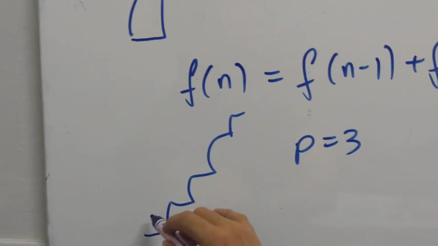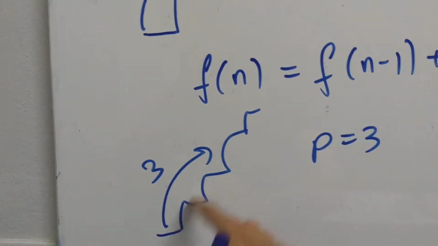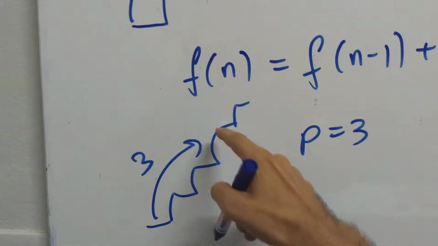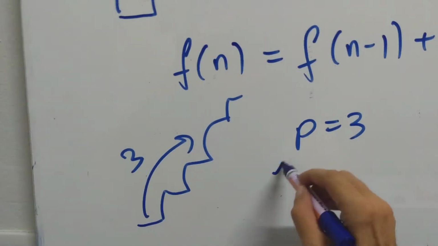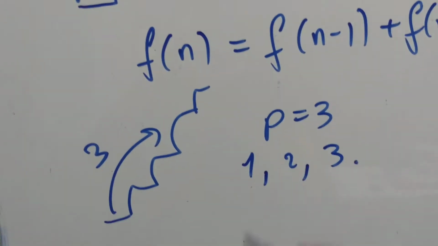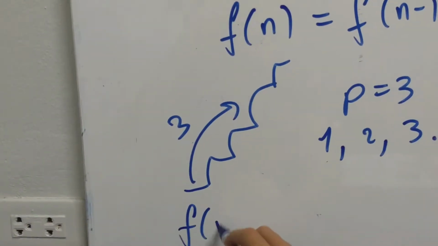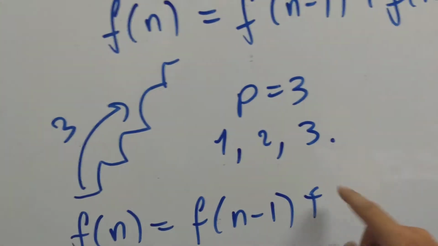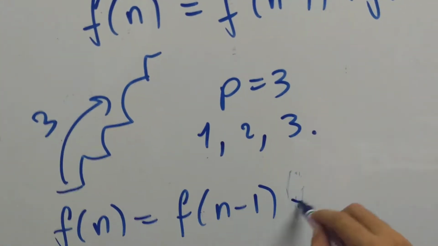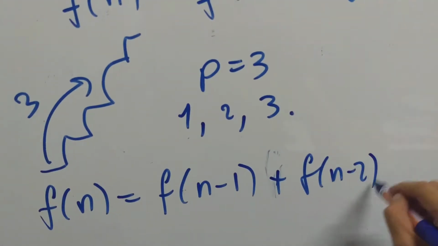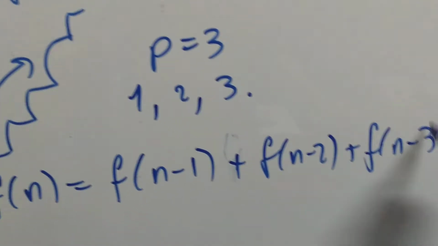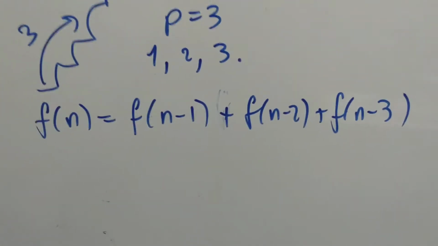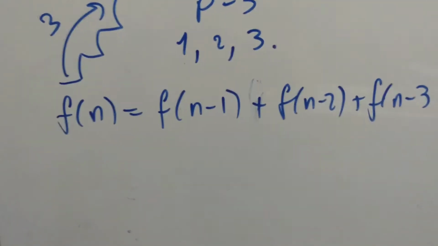And when P is 3, he can do a step of 3, jumping over 3 steps, he can do 2 steps, he can do 1. And we saw that this leads to an equation of this nature, f(n-1) plus f(n-2) plus f(n-3), kind of like that, and also with initial conditions.